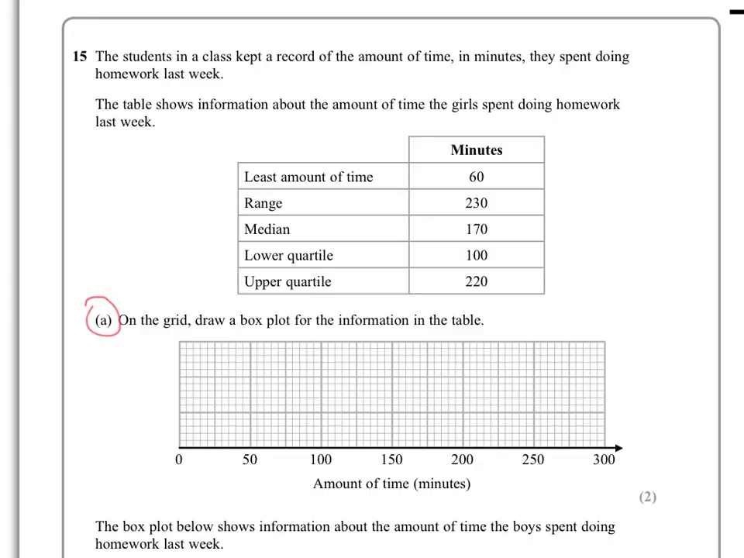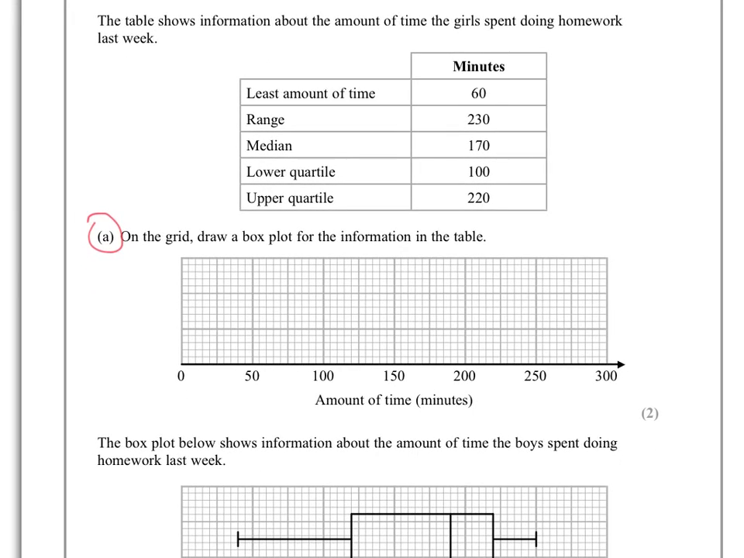Okay, we have a box plot to draw here. So the students in the class kept a record of the amount of time in minutes they spent doing homework. This table shows the information of the amount of time the girls spent doing homework last week. So we want the least amount of time. Let's have a look. We go from 50 here up to 100, and there's 10 little squares in the middle. So each little square must be worth 5. So 60 is 2 little squares past 50. So there's 60 there.